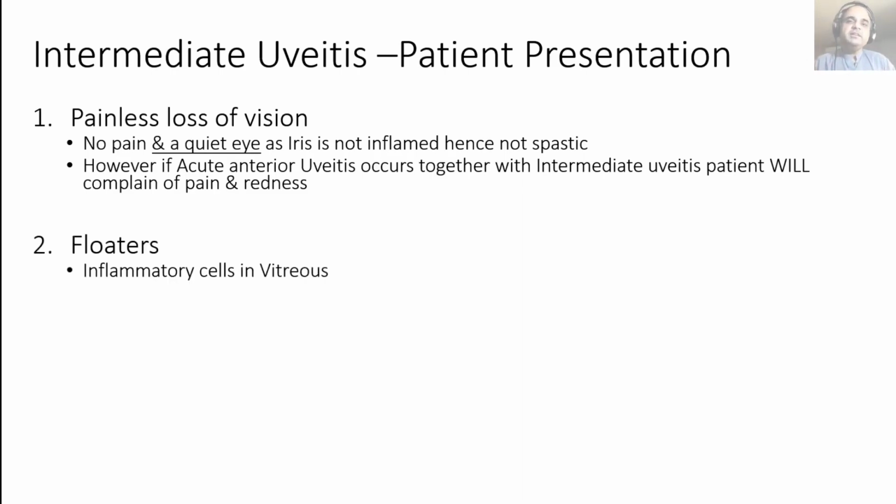The major complaint that these individuals have is one of floaters, and floaters occur because the inflammatory cells are now in the vitreous. The patient would complain of seeing tens and hundreds of little mosquito or fly-like objects, black in color, floating in front of their visual fields. And that is because of all the vitreous activity. The cells are in the vitreous.